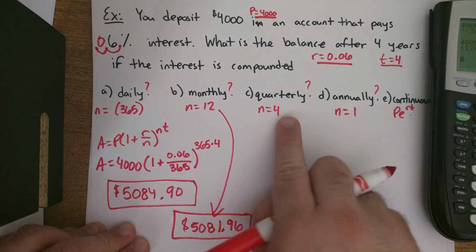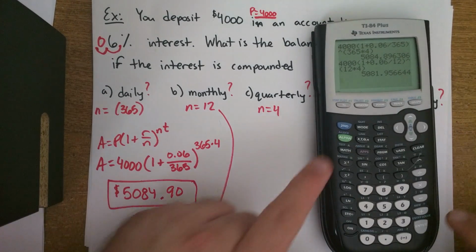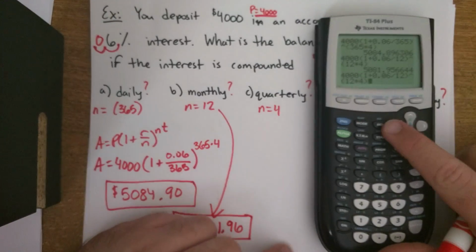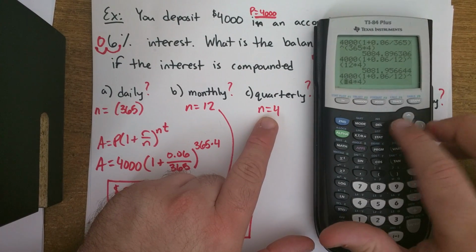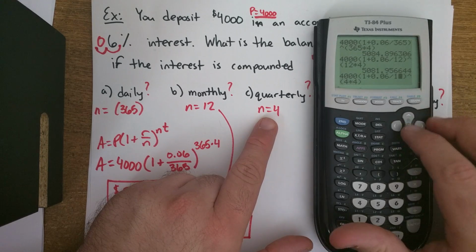All right, let's do quarterly. Again, if we do second entry and just change the 12 to now a 4, we're going to have to hit the delete button. Just make sure the 12 becomes 4.